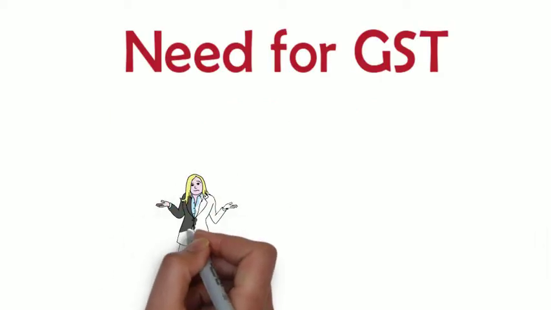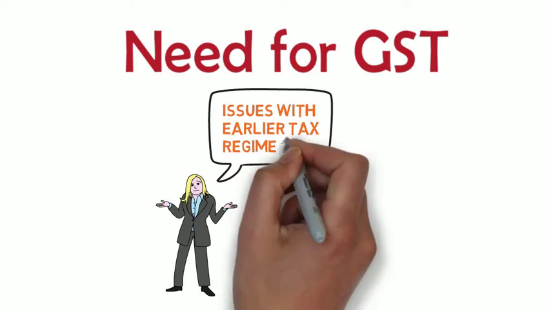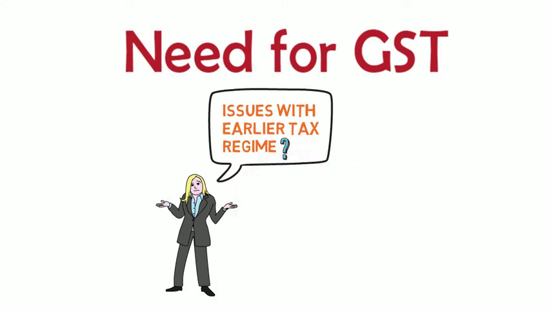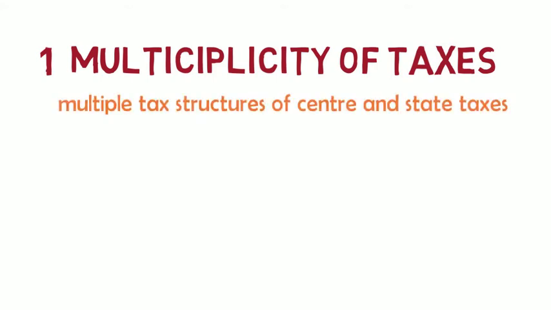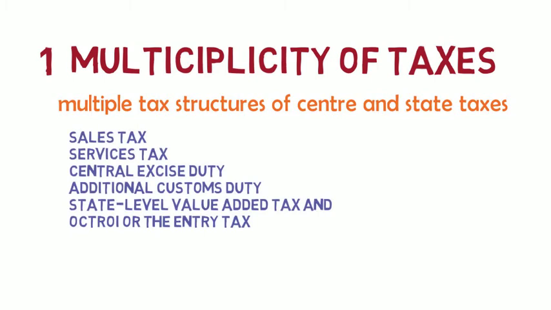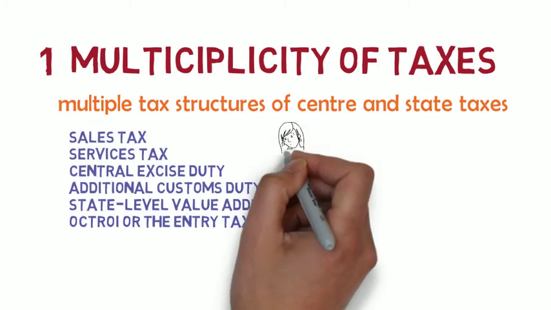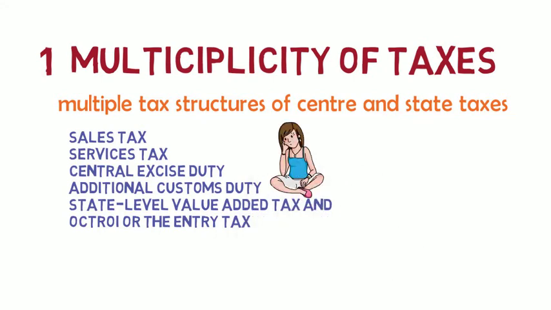Now we shall try to understand what made it necessary to bring GST and replace the earlier indirect tax regime. What were the issues with the earlier taxation system? First, multiplicity of taxes. Earlier there were multiple tax structures of center and state taxes like the sales tax, service tax, central excise duty, additional customs duty, state level value added tax and octroi or the entry tax. All these taxes were subsumed under the GST.